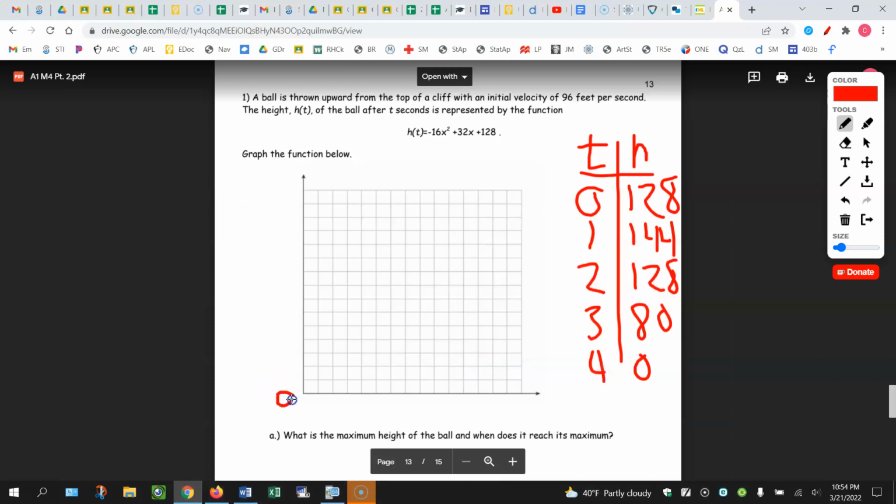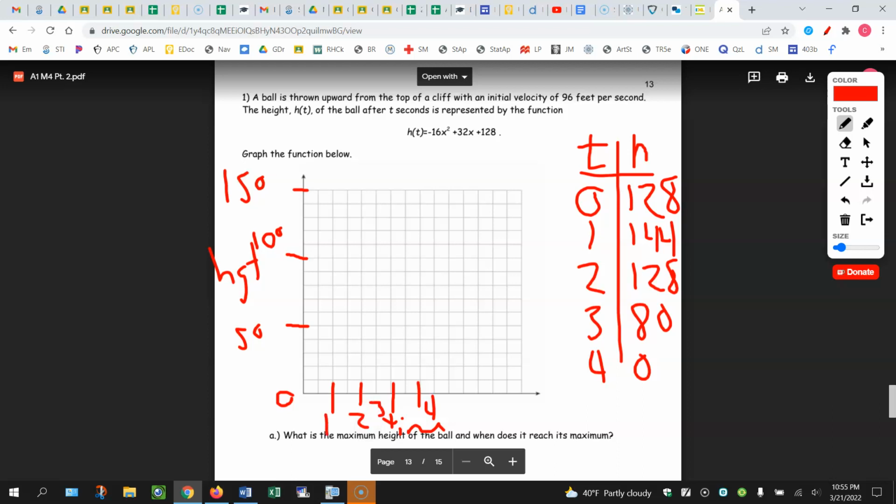All right, so I'm going to need to label some axes here. This is going to be the time in seconds. This is going to be the height in feet. I'm not going to be able to go up by ones here. So if I go up by tens, I think that would work. 10, 20, 30, 40, 50, 60, 70, 80, 90, 100, and on up to 150. I can spread the time axis out a little bit: 1, 2, 3, 4.